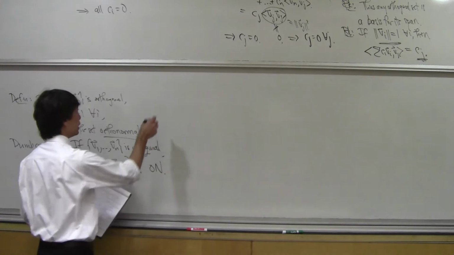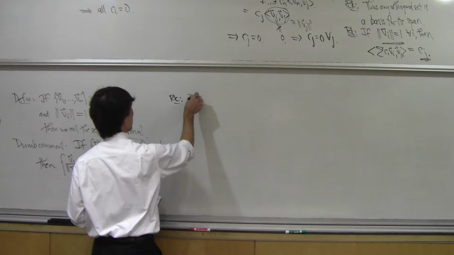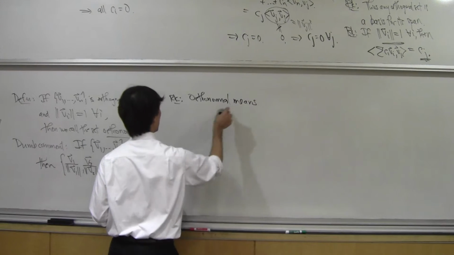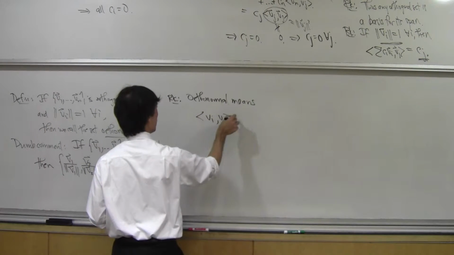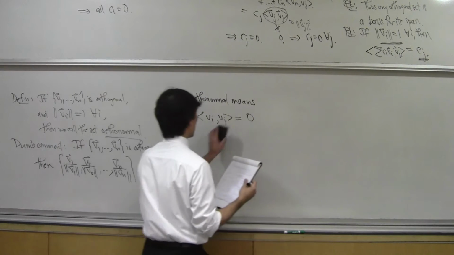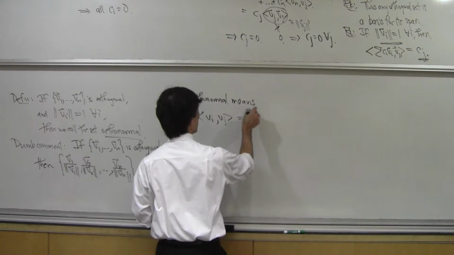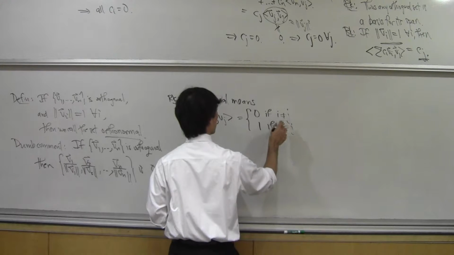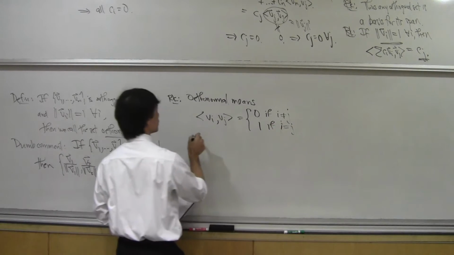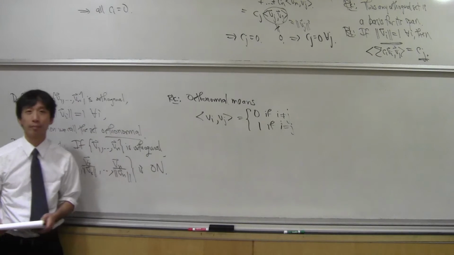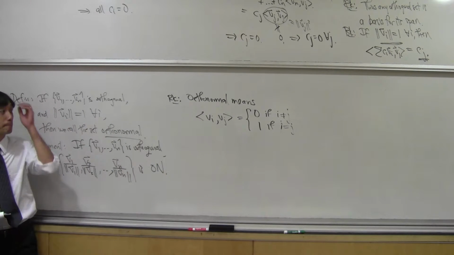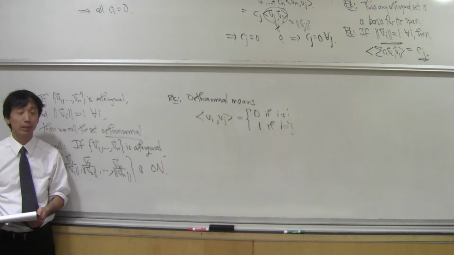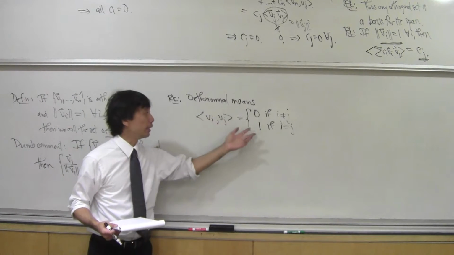Okay, so notice that orthonormal means that Vi against Vj is 0 if i is not equal to j, and 1 if i equals j. Right? That they're orthogonal to each other and that the norms are all 1.